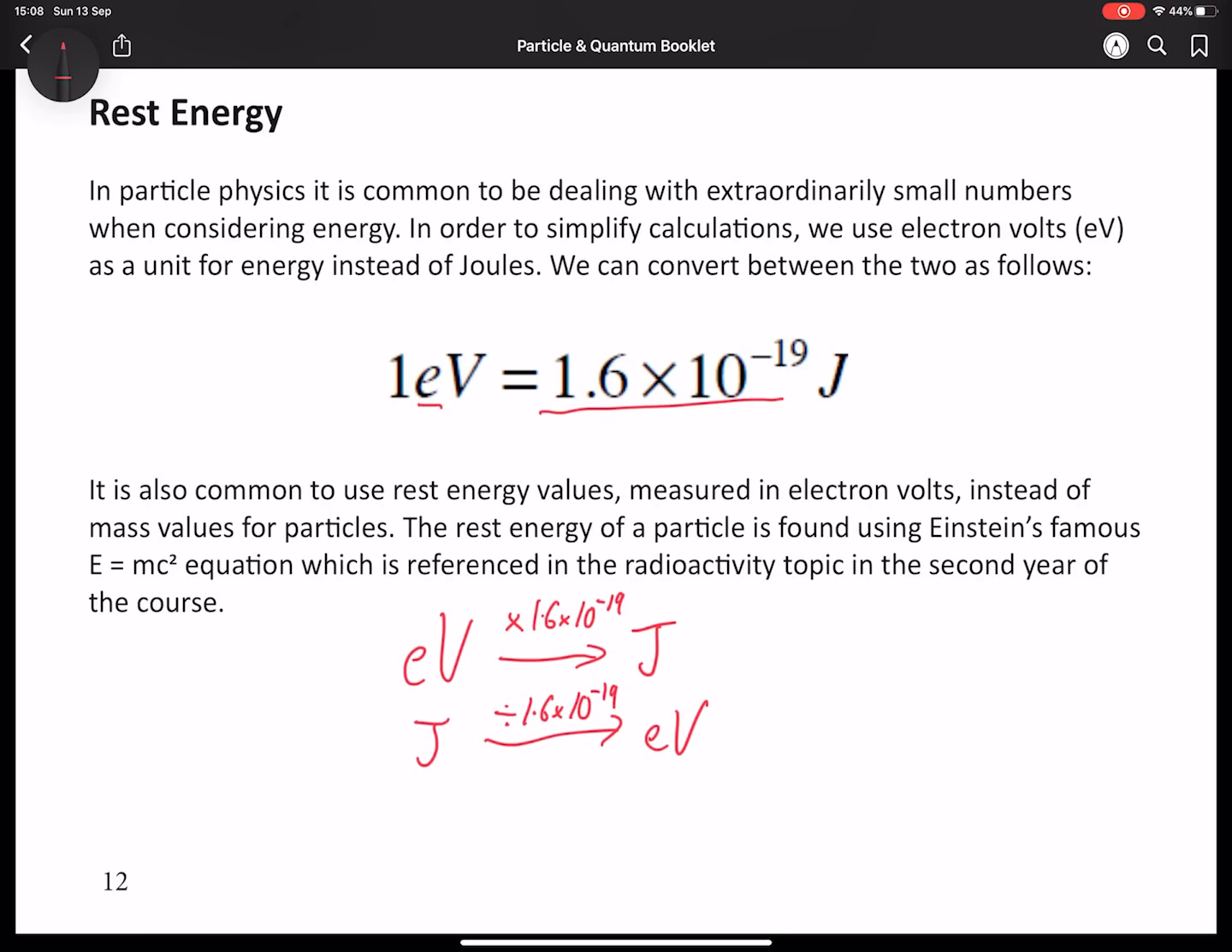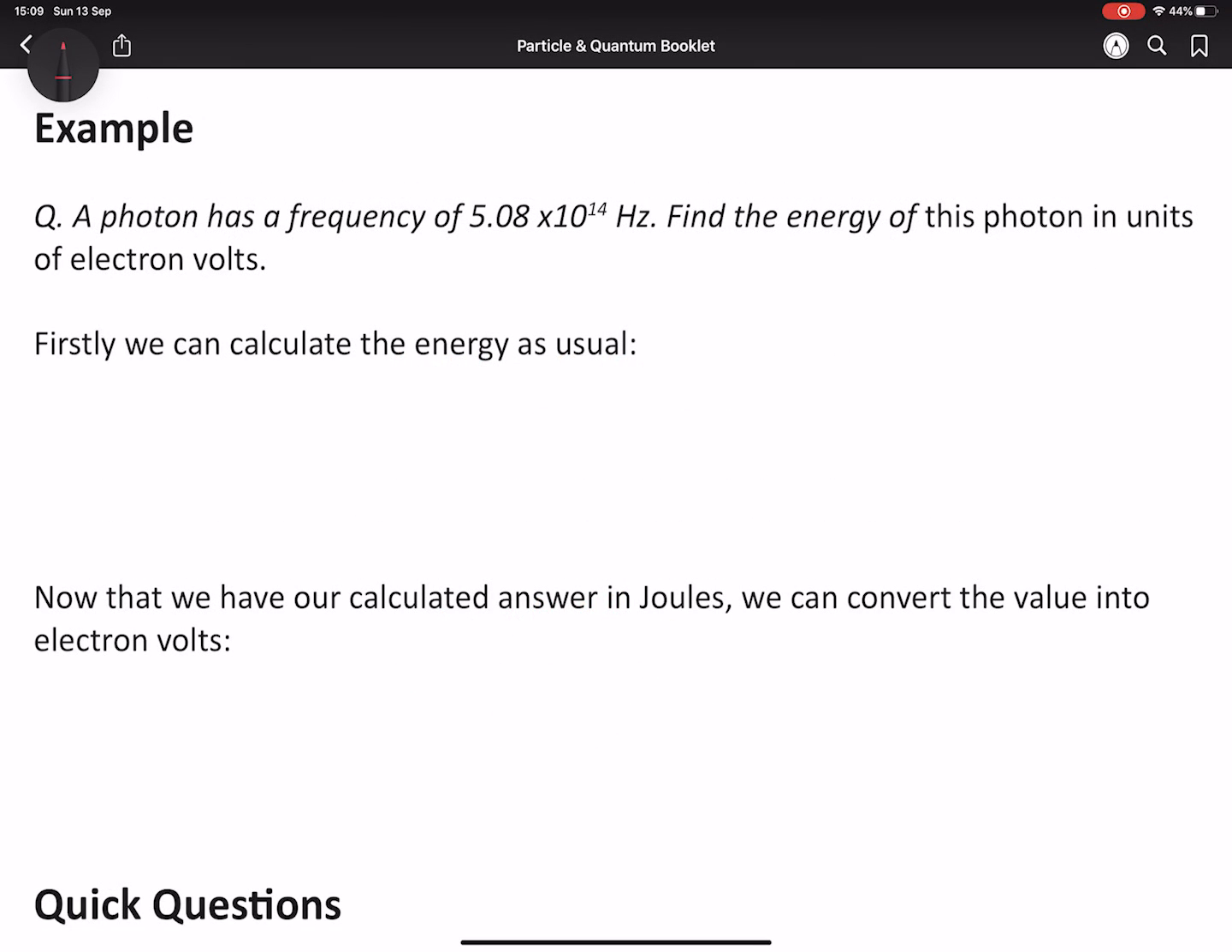Now, to look at an example for this, we are going to consider a photon with a frequency of 5.08 times 10 to the 14. We need to find the energy in units of electron volts. So when it specifies the unit, you need to ensure that the answer is provided in that unit. Luckily, given frequency, we can use the easiest form of this equation, E equals hf. So we take Planck's constant, 6.63 times 10 to the minus 34, and multiply by the frequency that's given, 5.08 times 10 to the 14.